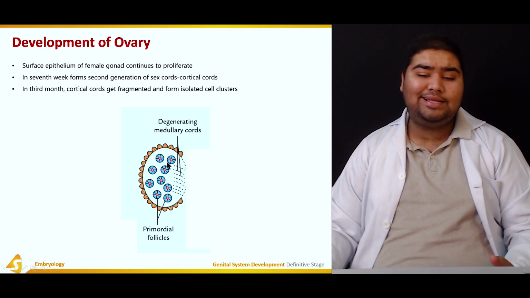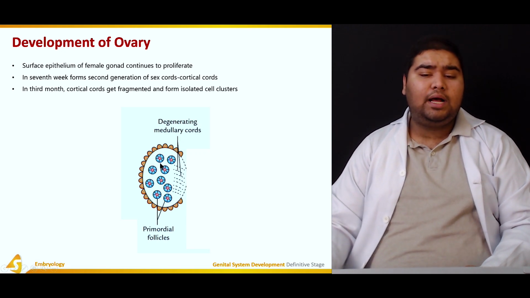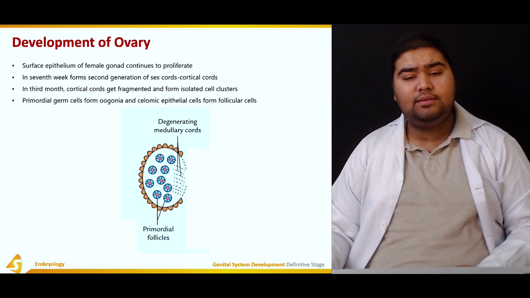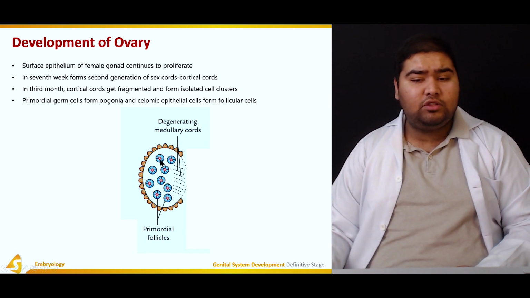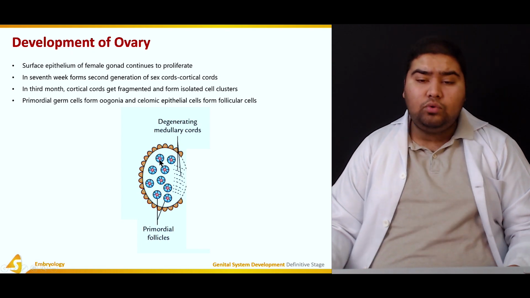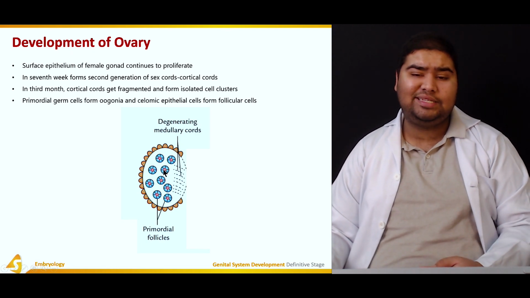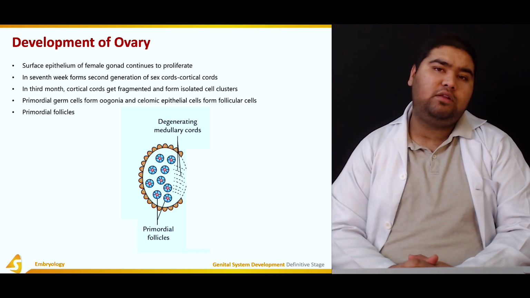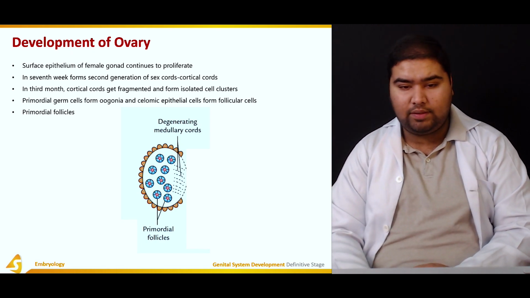Each cell cluster has a central primary germ cell. This in red is the germ cell, and these surrounding cells are the cells that are derived from the coelomic epithelium. So primordial germ cells form oogonia and coelomic epithelial cells form the follicular cells. So this central red cell is known as the oogonia, and the surrounding cells formed by the coelomic epithelial cells are called the follicular cells. Now they form the primordial follicles in the females. So primordial follicles are being formed in the females.